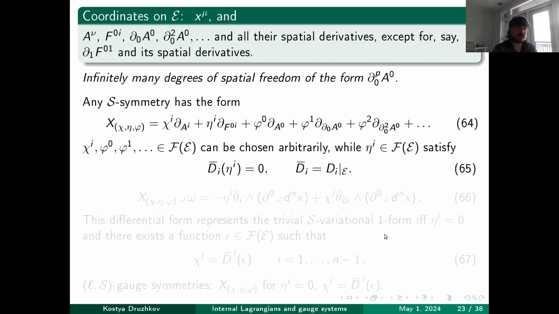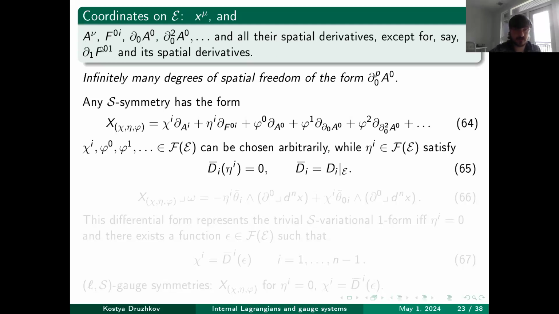Yes, we should introduce some coordinates. In order to simplify everything, we should introduce global coordinates on our equation manifold. Of course, we can consider x mu as coordinates on the equation manifold. And besides, we should add something else. We can consider new f0I as independent coordinates on our equation, and the corresponding derivatives, d0 f0I is 0, d0 twice is 0, and so on.